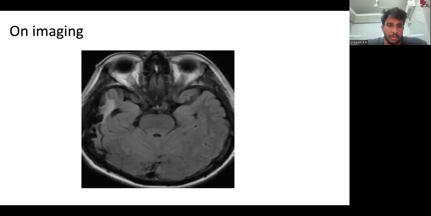And when this patient was further imaged, they found a gliotic lesion in the right temporal lobe, which would suggest a possible etiology for this patient.